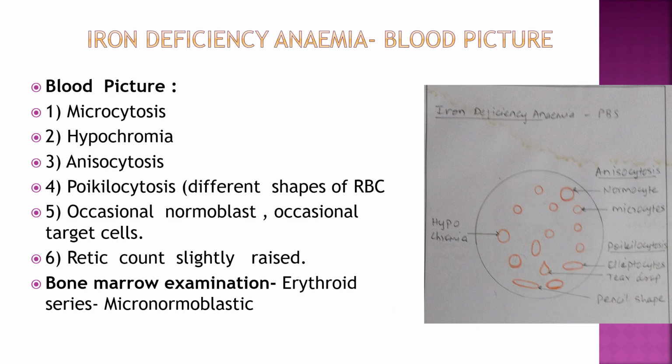Few RBCs are elliptical, teardrop, pencil shape. Then occasional normoblast, occasional target cell can be seen, and retic count is slightly raised. So this is blood picture for iron deficiency anemia.